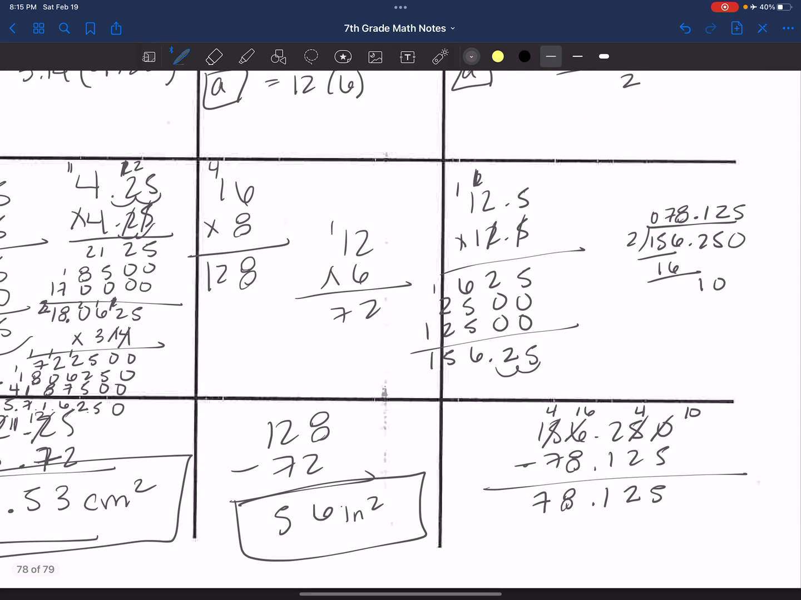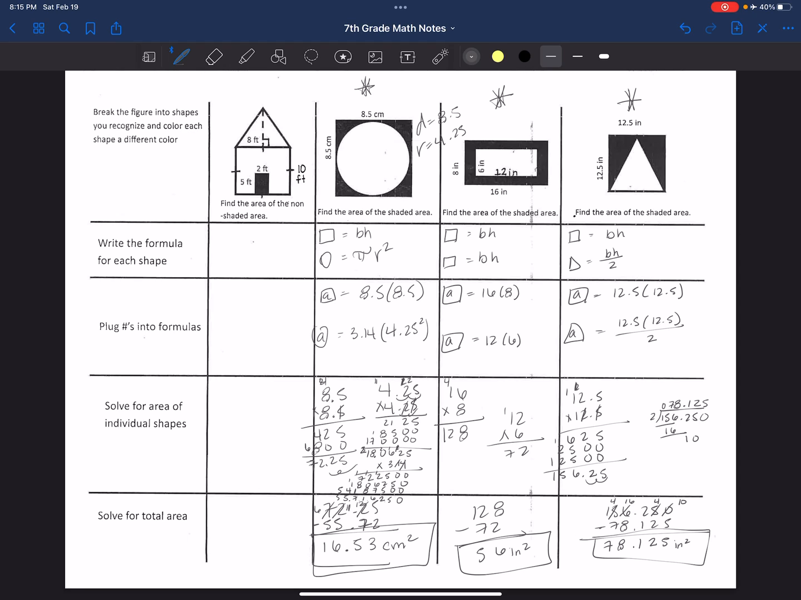And then I scrolled up to figure out what my units were, so I can make sure I put units squared on here. 78.125 inches squared. Still not as bad as the circle one. The circle one was tough, so I'm really happy we started with it.